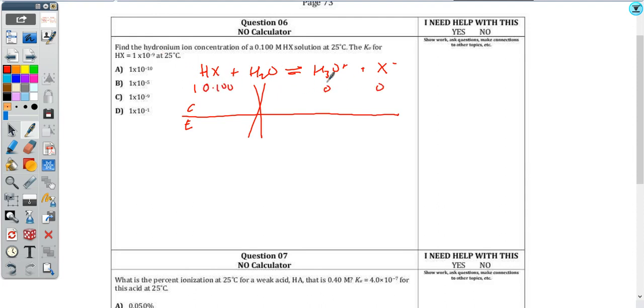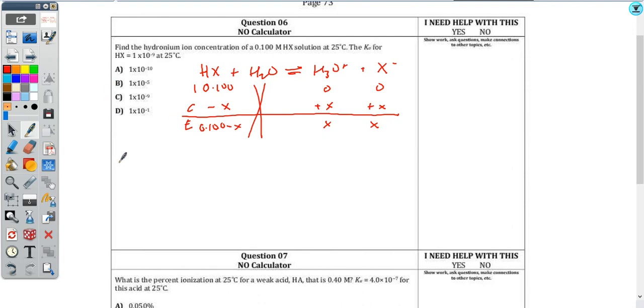I know that this is going to be something less than 0.10 because this is a weak acid. How it's going to change, it's going to decrease by some amount. This is going to increase by the same amount x, and also by the same amount x, right? Because everything's a 1-to-1 ratio. So at equilibrium, it's going to be 0.100 minus x. This will be x and this will be x.